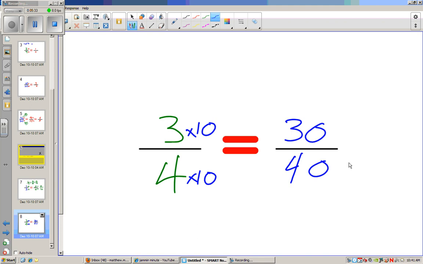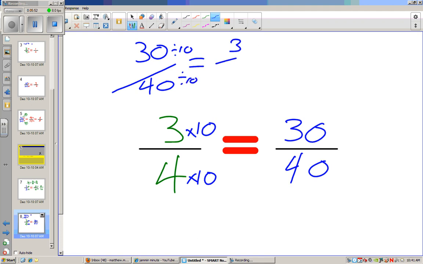And so we could also, with equivalent fractions, go the opposite way, like simplifying. Simplifying really is just finding equivalent fractions. So if I had 30/40 and I needed to find an equivalent fraction, I could divide by 10 this time in order to find my equivalent fraction, and it would be the same thing. Going backwards, simplifying fractions is finding equivalent fractions.